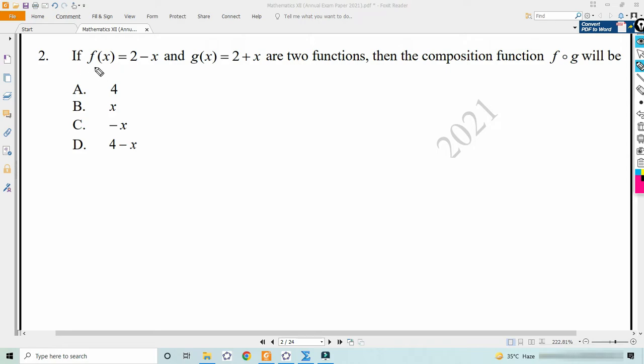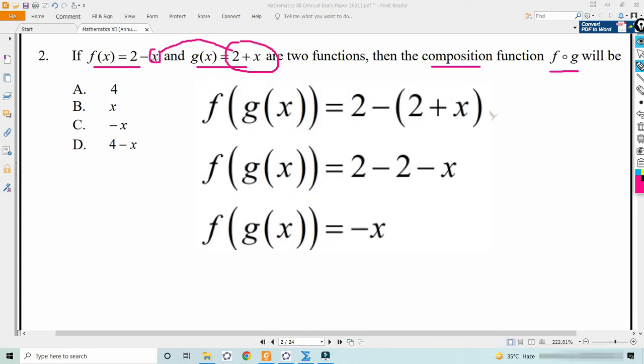In MCQ number 2, f of x is given, g of x is given, and we have to find the composition function f of g of x, which means f of x में x की जगह हम replace करेंगे 2 plus x यानी कि g of x, and after derivation we get the answer is negative x. So C is the correct answer.